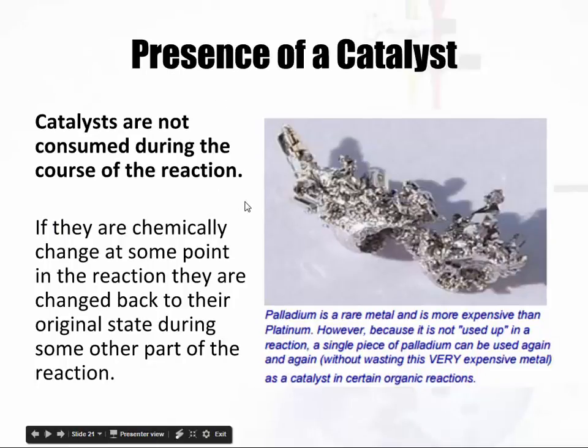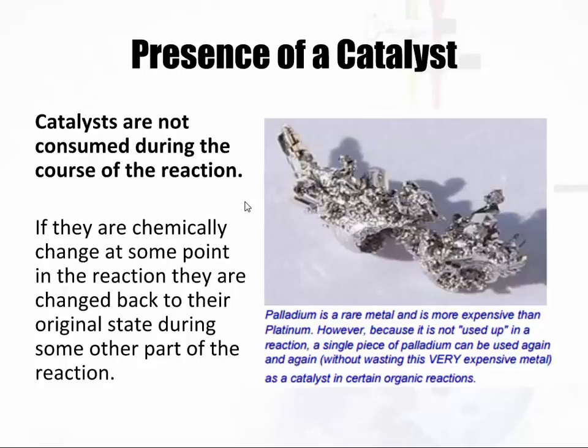One thing about catalysts is they don't actually get used up in a chemical reaction. We add them to the reaction, they speed it up, they lower that activation energy, but they are still there at the end of the reaction, even though we've made products. So catalysts are not consumed during the course of the reaction.